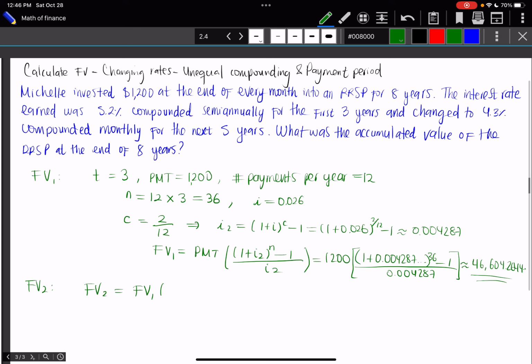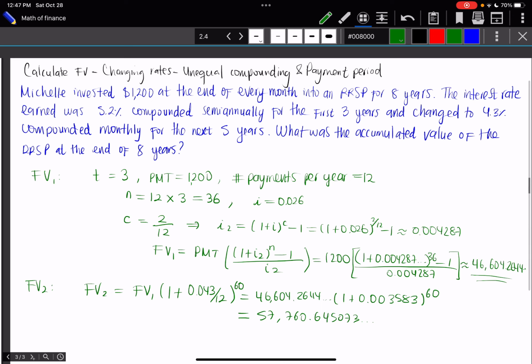So we have 1 plus 0.043 compounded monthly, so then divided by 12. And then raised to the, and we have 12 compounding periods in 5 years, so that is 60. So what we find is 46,604.2644 and some other digits times 1 plus 0.003583. That's what we get out of the division right here. Raised to the 60, and that turns out to be 57,760.64573 and some other values. So there is future value 2. Okay.